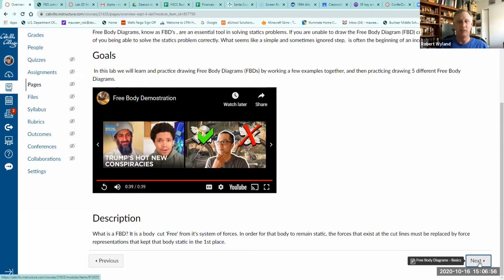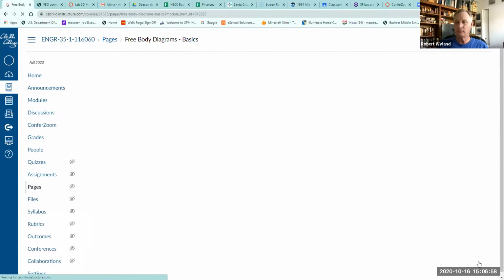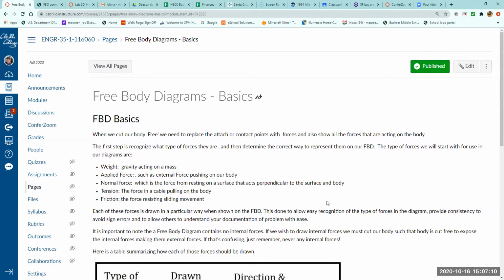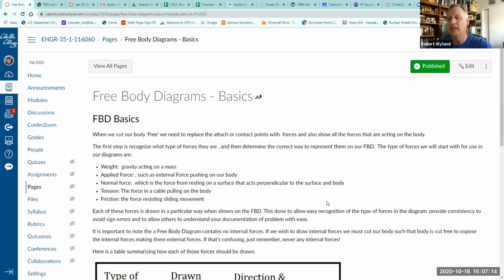I'm going to move on to the next page here. So I know Joanne's going over this. I think you guys have a big homework assignment. Is that correct? You guys have a homework assignment with free body diagram drawings, something like 20 or 30 of them? Yep. Yeah. So we're not doing that many today.